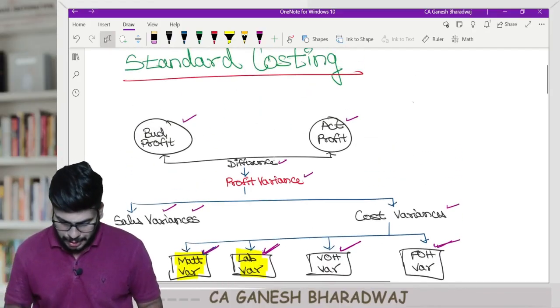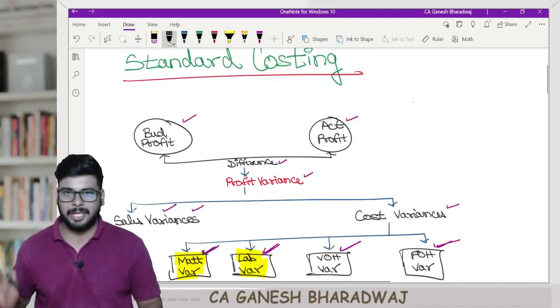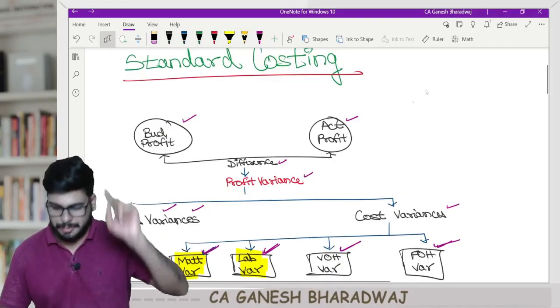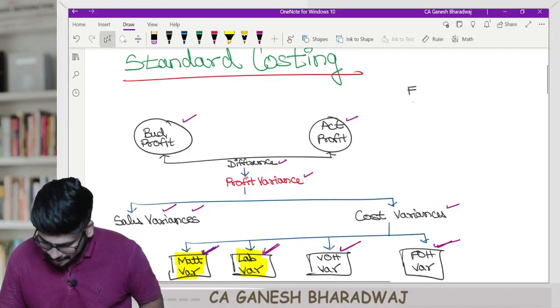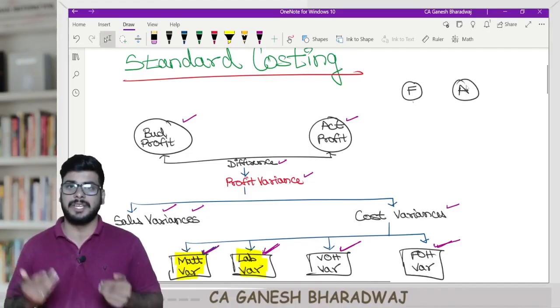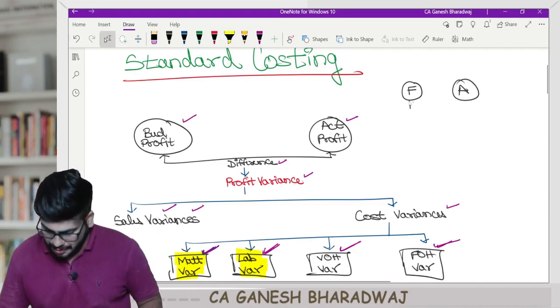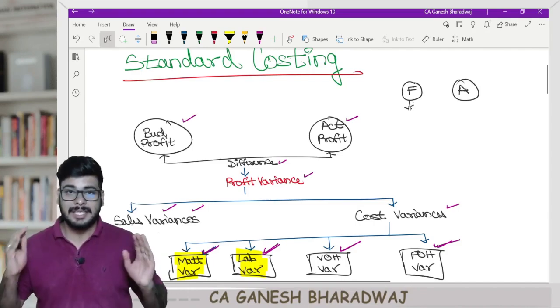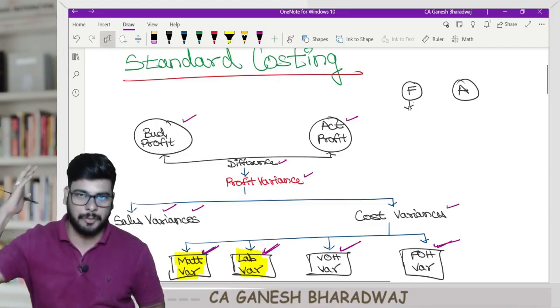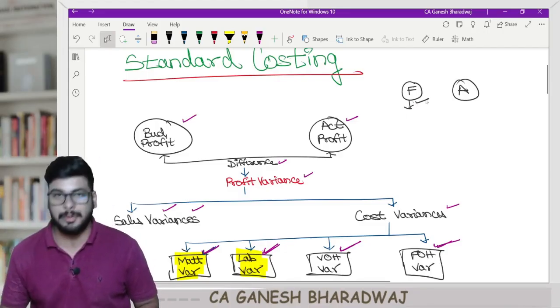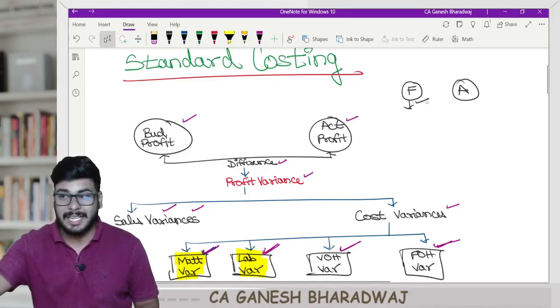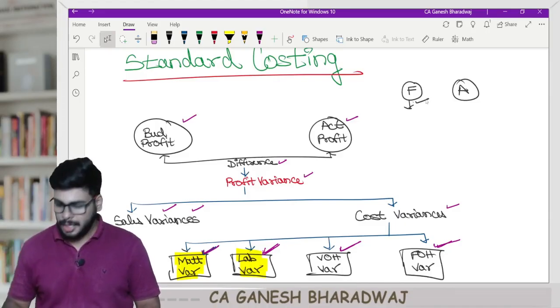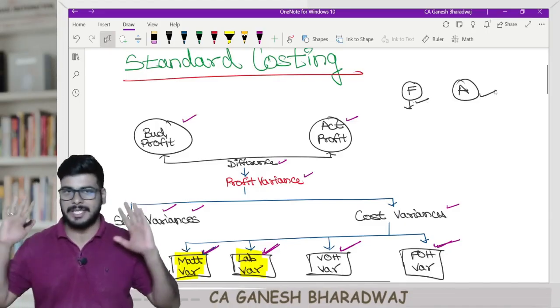Yes. Now, one more thing. In this chapter we will be using two terminologies. One is called a favorable variance, the other is called an adverse variance. What do you mean by a favorable variance? Any variance that results in increasing your profit is called a favorable variance. Any variance that results in decreasing your profit is called an adverse variance. Are you clear with this?